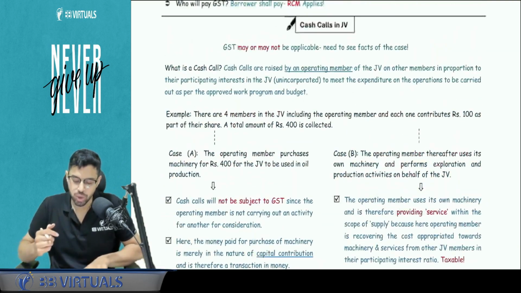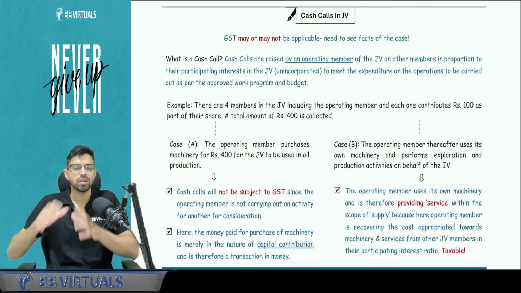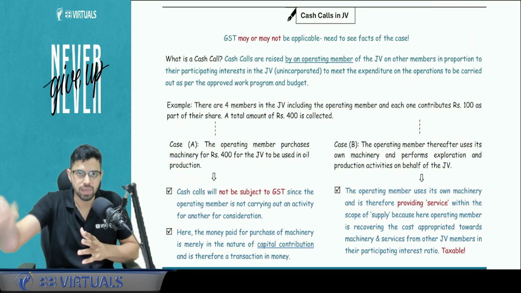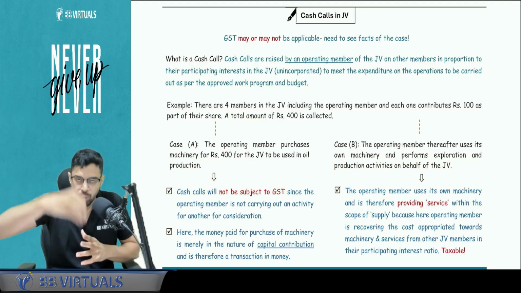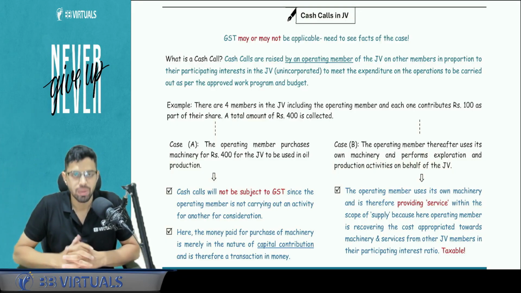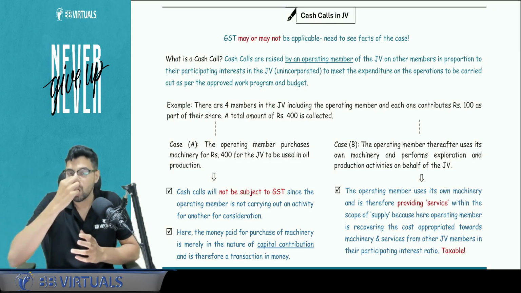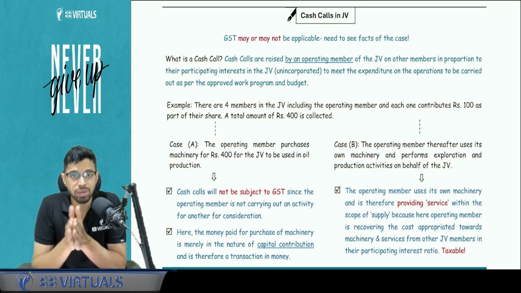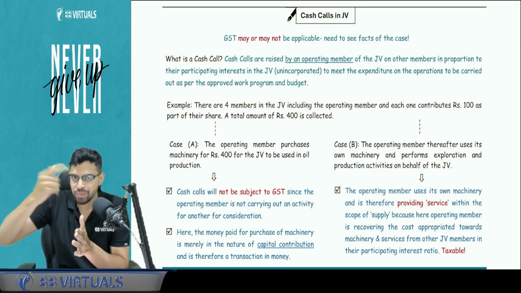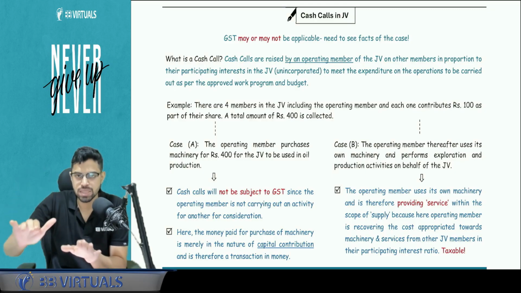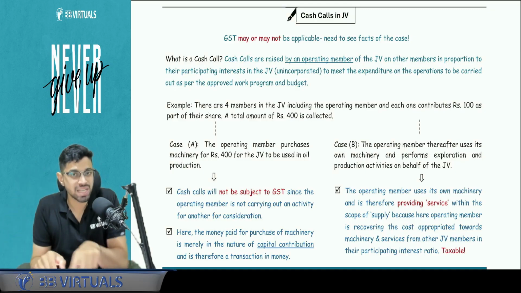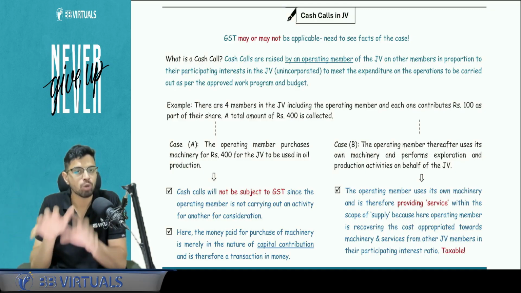Next we talk about the cash calls in JV. What is a cash call in JV? The operating member of the JV calls the other members to provide the capital contribution that was promised. Now whatever the amount that was promised, whatever the cash they need to give. Now what will be the GST implication of that cash call? The call was made to call cash, that is the cash call in simplest words. Now what happens with respect to the GST implication? It depends on how that money is used.